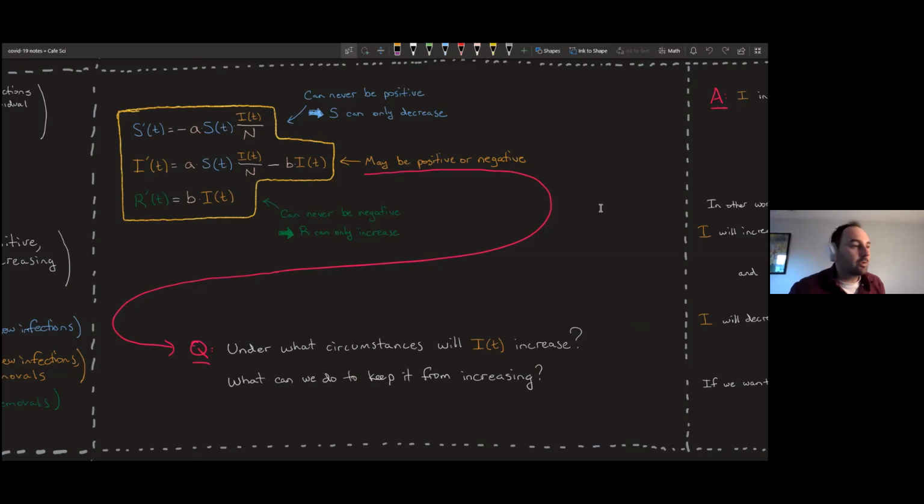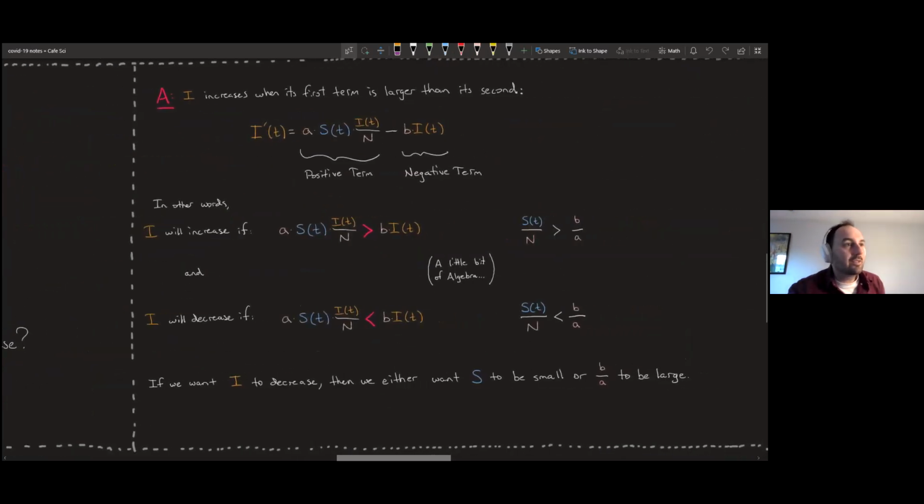So to answer that question, we'll just look at the I prime equation that tells us how it's changing, right? If that stuff over here to the right is positive, it's going to be increasing. And if it's negative, it's going to be decreasing. And here we have one thing minus another thing. And so we know that'll be positive if the first thing is bigger than the second. So if A times S times I over N is bigger than B times I, then the number of infections will increase. If A times S times I over N is less than B times I, then the number of infections will decrease.